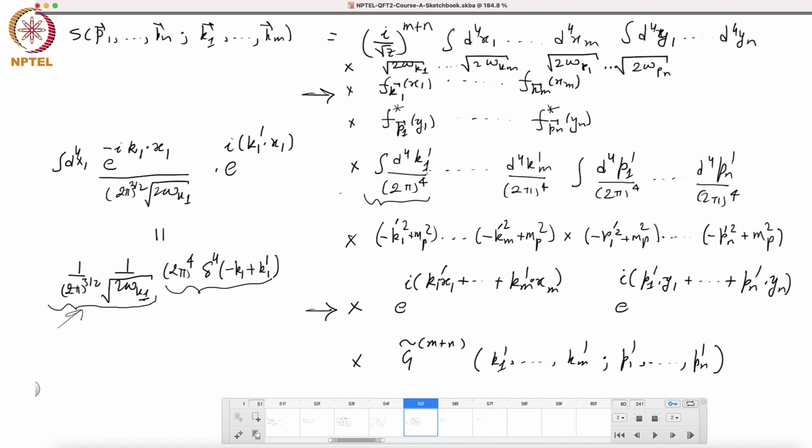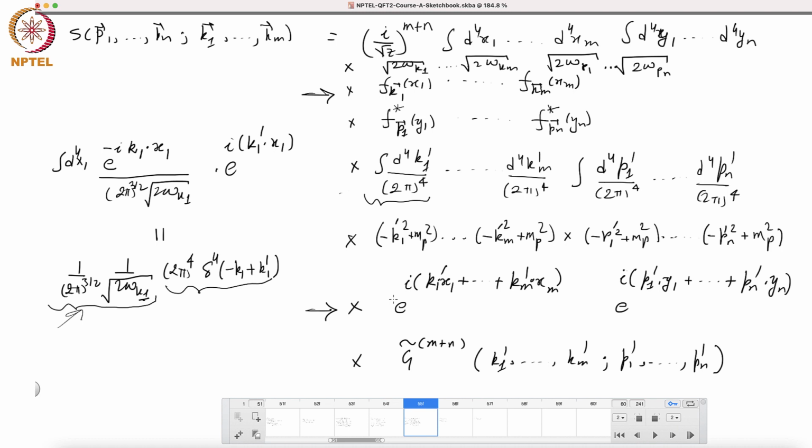So you have d4 k1 prime times the delta function, and then the k1 prime appears here in this factor, minus k1 prime squared plus mp squared, and then the other place is here, g tilde m plus n, here k1 prime. So all the 2 pi factors are gone, all I have to do is turn k1 prime into k1, because that's what this delta function does. So here I will have minus k1 squared plus mp squared instead of minus k1 prime squared plus mp squared.